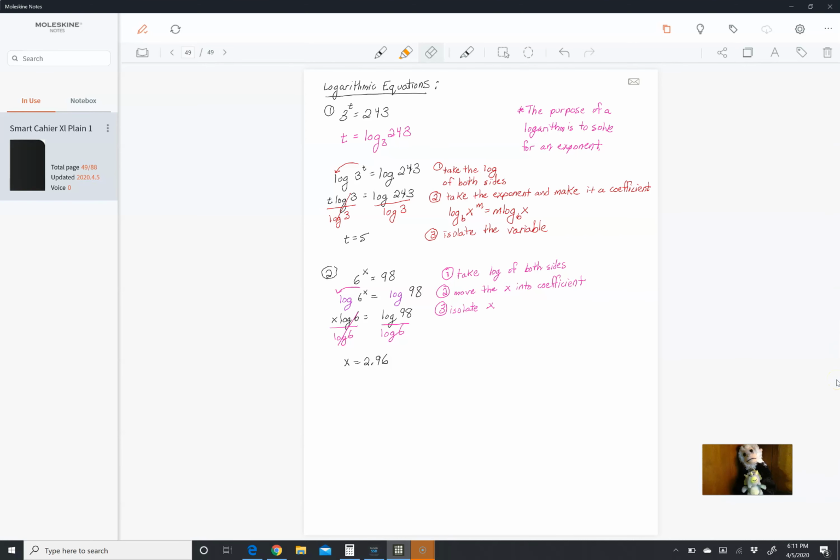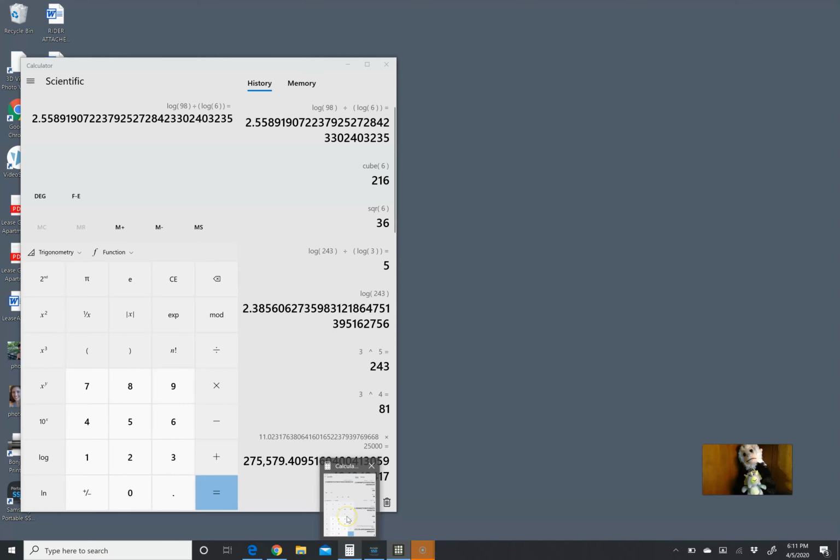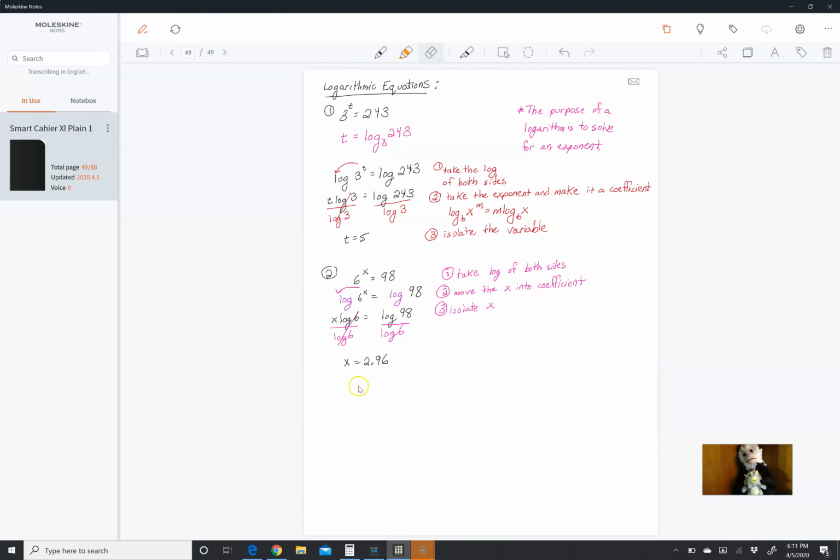And that's it. This kind of makes sense. We did get 2.96, right? 2.56. Did seem a little high. Okay, it seemed a little high.